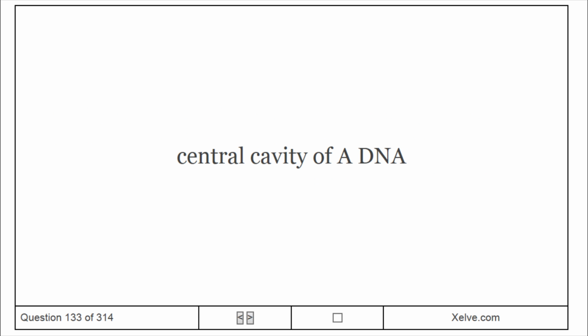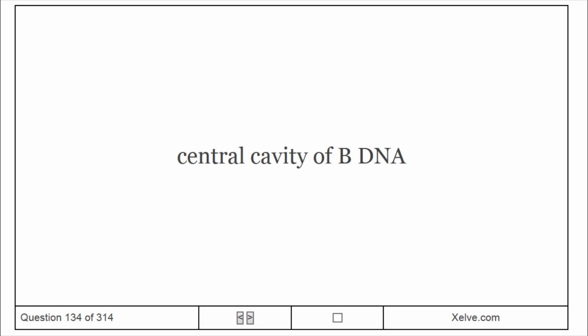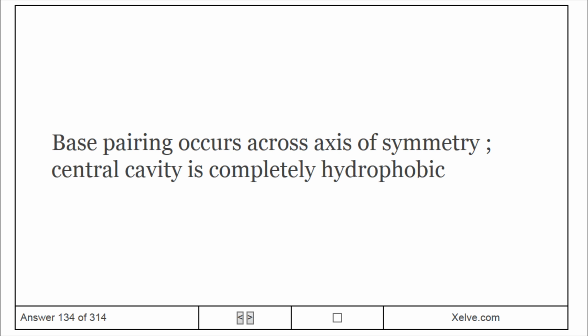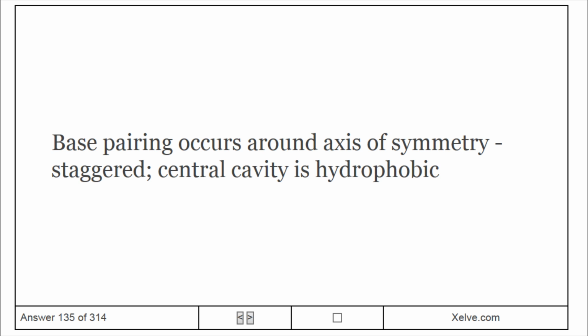Central cavity of A-DNA: base pairing occurs around the central axis, with a hydrophobic layer surrounding the central cavity. Central cavity of B-DNA: base pairing occurs across the axis of symmetry, and the central cavity is completely hydrophobic. Central cavity of Z-DNA: base pairing occurs around the axis of symmetry, staggered, and the central cavity is hydrophobic.